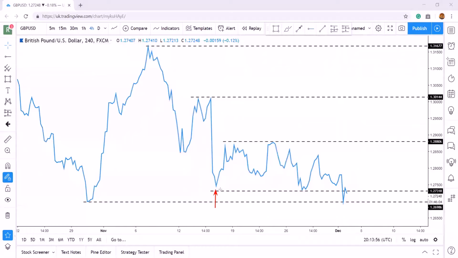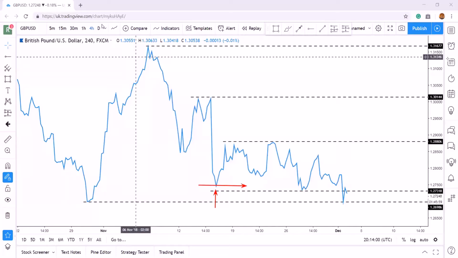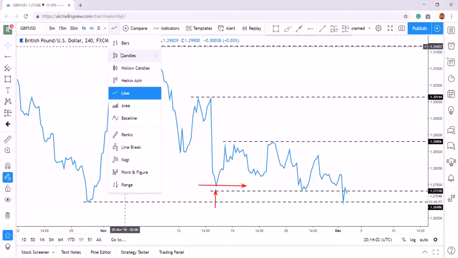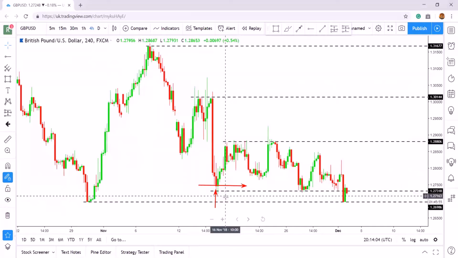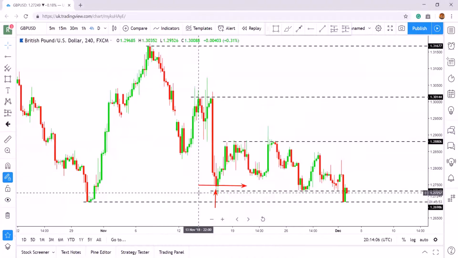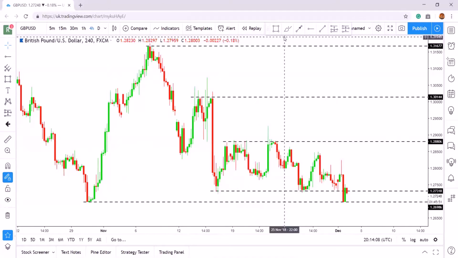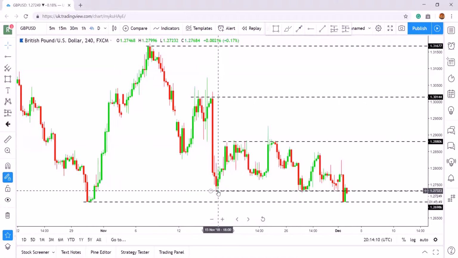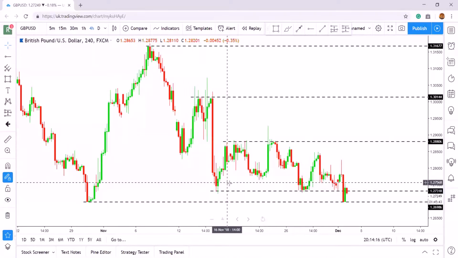Does anybody know why the spear shape is not touching this level? No? See the wicks? Can you see the wicks? Yeah. The line chart does not pick up on wicks, okay, it only picks up on the bodies of the candles.